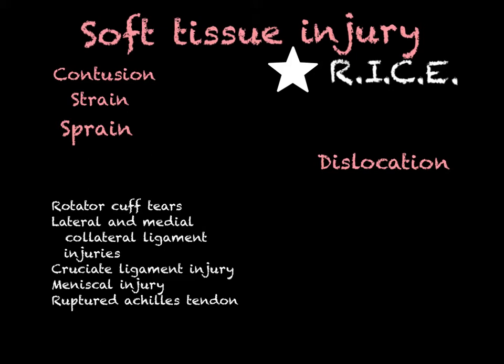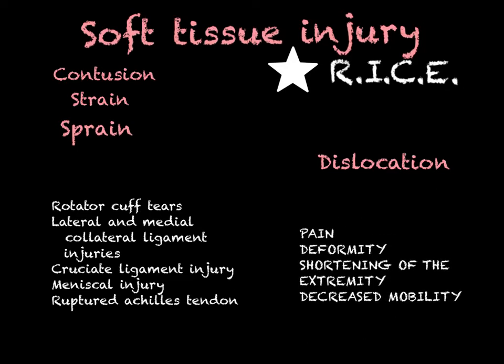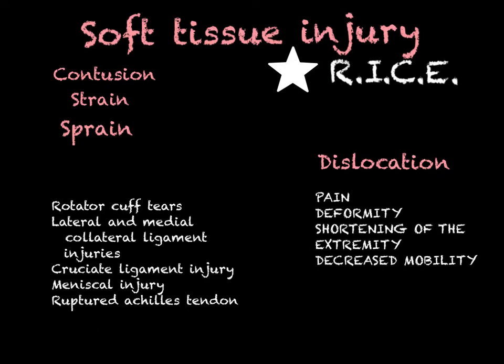So what we see when we look at a dislocation includes pain, we see deformity, we see a shortening of the extremity, and we see decreased mobility. And here, let me fix that so you have all the words at one time. So those are the things that we look at.